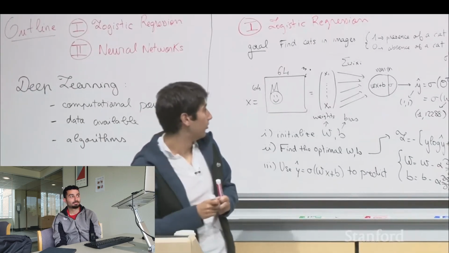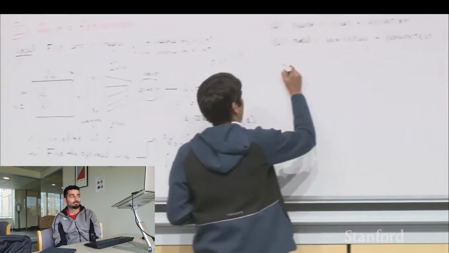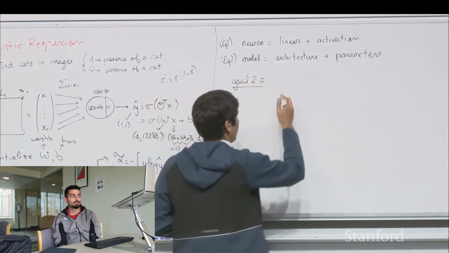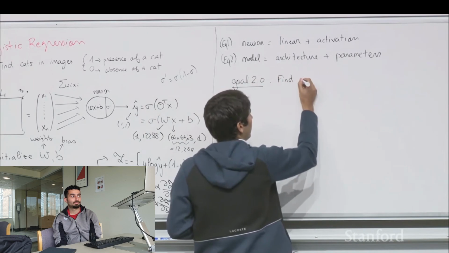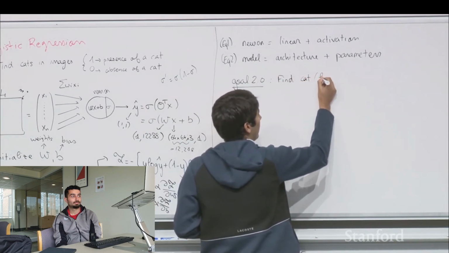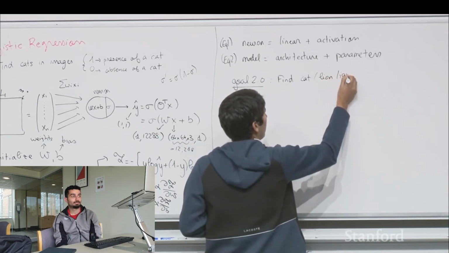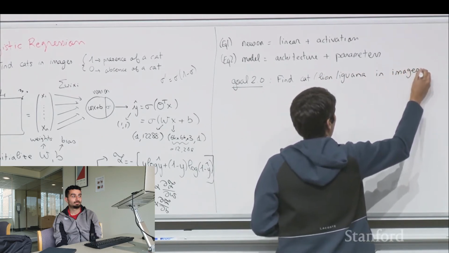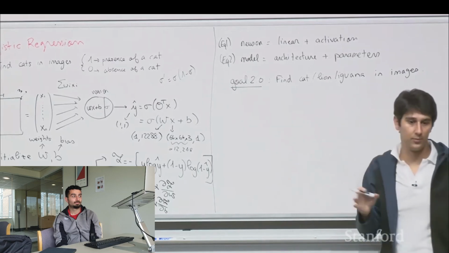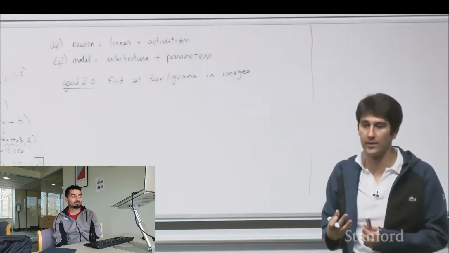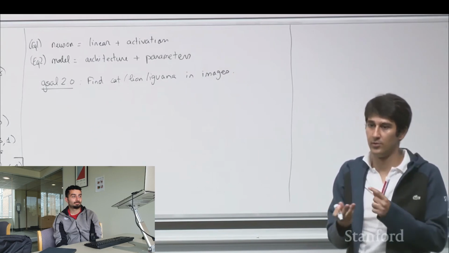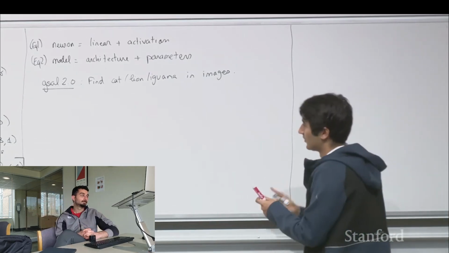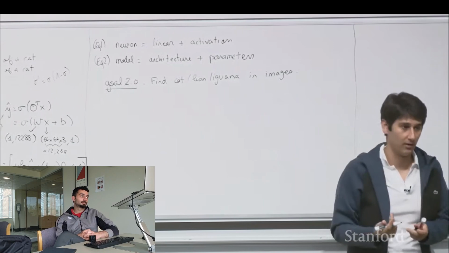Let's try to set a new goal after the first goal we have set prior to that. So the second goal would be find cat, lion, iguana in images. So a little different than before. Only thing we changed is that we want to now detect 3 types of animals. If there's a cat on the image, I want to know there's a cat. If there's an iguana on the image, I want to know there's an iguana. If there's a lion on the image, I want to know it as well.